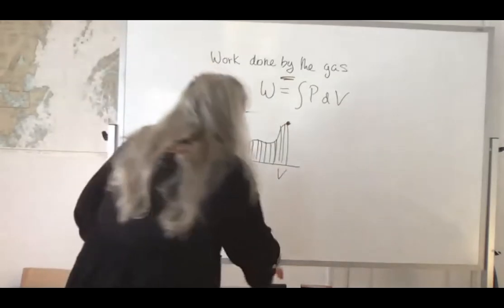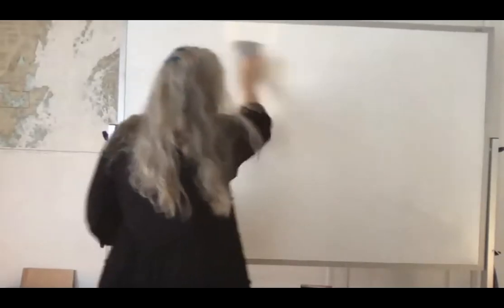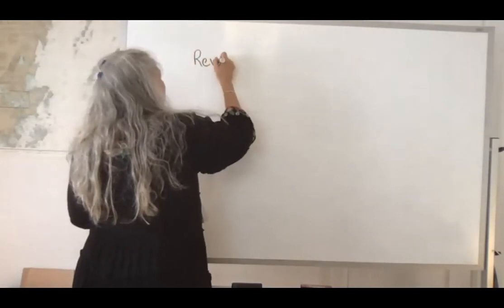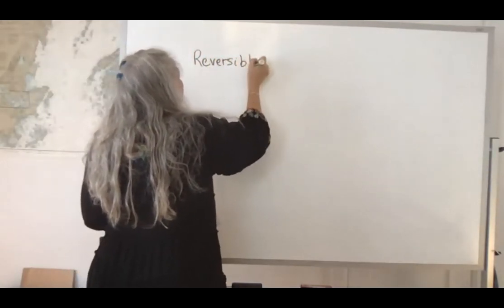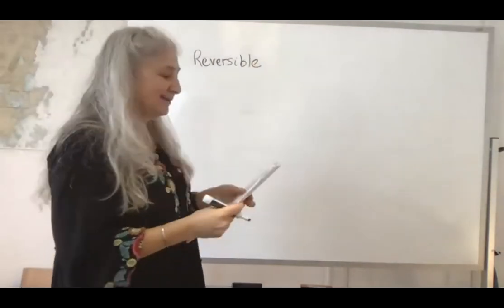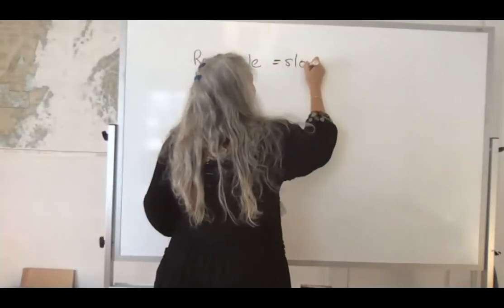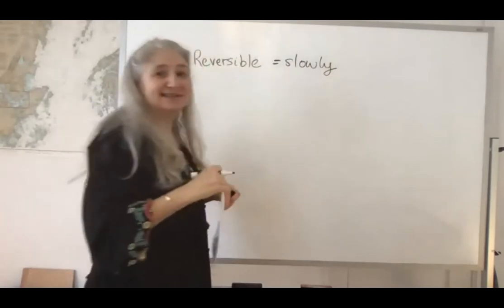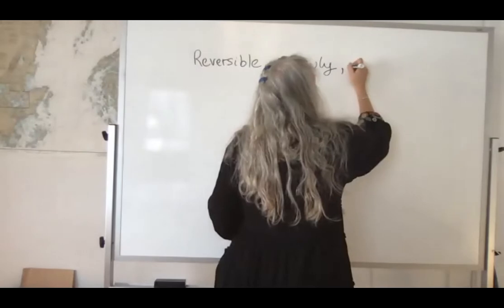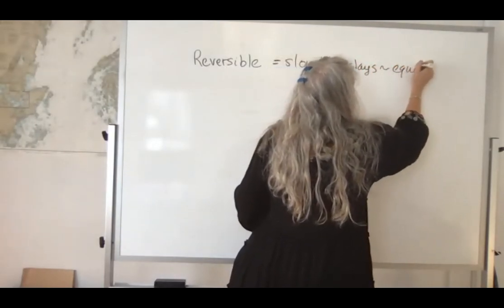So now, what are these? We need some definitions. Reversible. What do people mean by reversible? That usually means it's done slowly. And when something's done slowly, that means it's nearly in equilibrium. So it stays approximately in equilibrium.